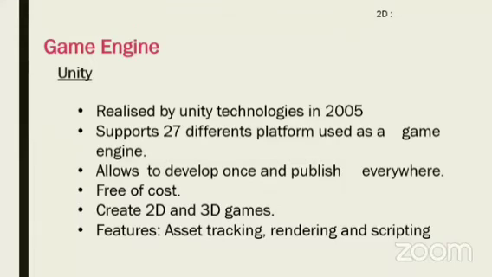That means you can use Unity in Windows, you can use it in iOS, and you can use it in Android. So you can use this Unity platform in 27 different platforms. And it allows you to develop once and publish everywhere. You can develop only one time, and you can publish those games at any time, everywhere. Then it is a free of cost game engine.